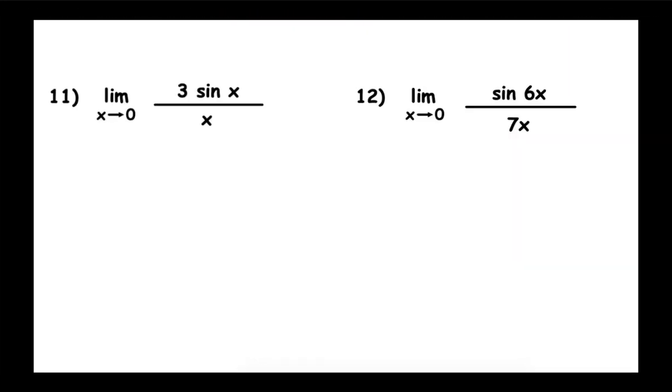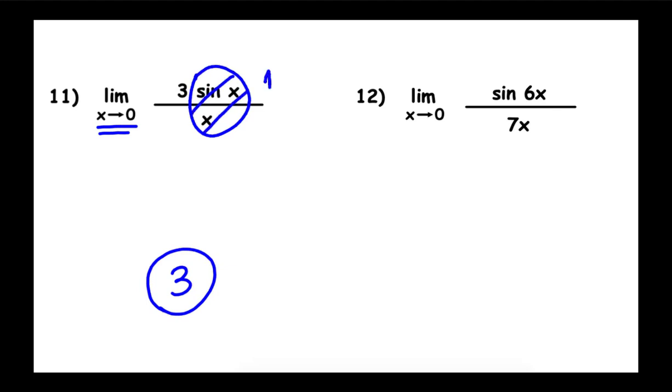So the answer to number 11 is simply 3. And the reason why is we're near 0, so this sine of x over x turns into a giant 1, and you have 3 times 1, which is 3.